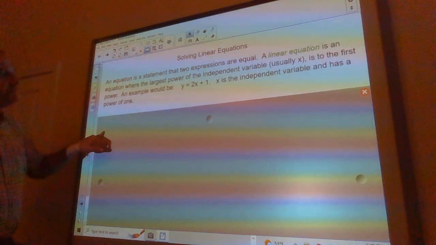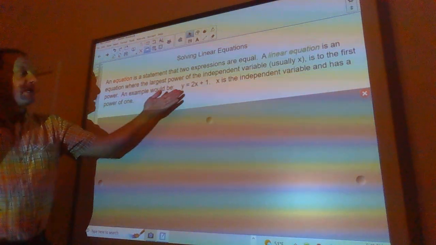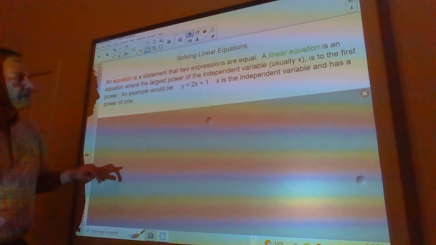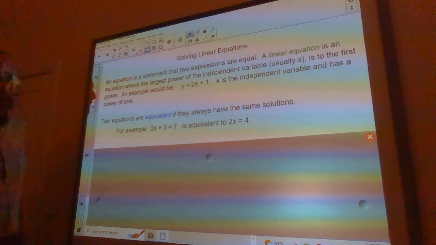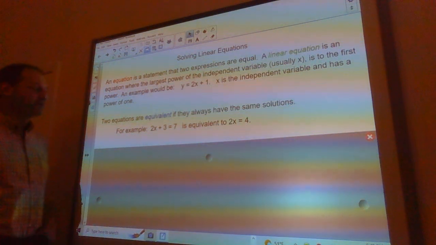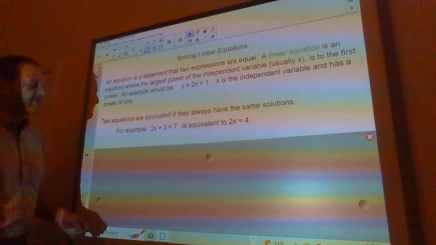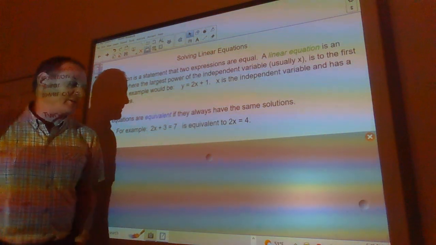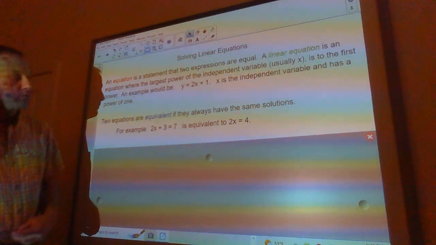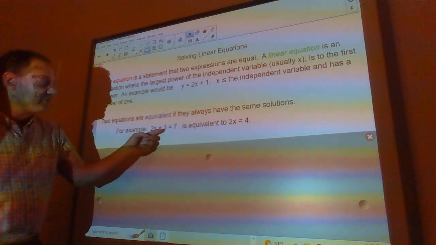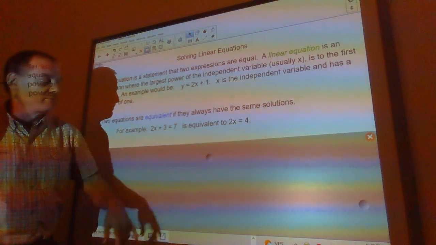And of course, you should recognize that as y equals mx plus b, slope-intercept form. Two equations are equivalent if they always have the same solution. So 2x plus 3 equals 7 is equivalent to 2x equals 4, because both of these have a solution of x equals 2. 2 times 2 plus 3 would be 7. 2 times 2 would be 4.